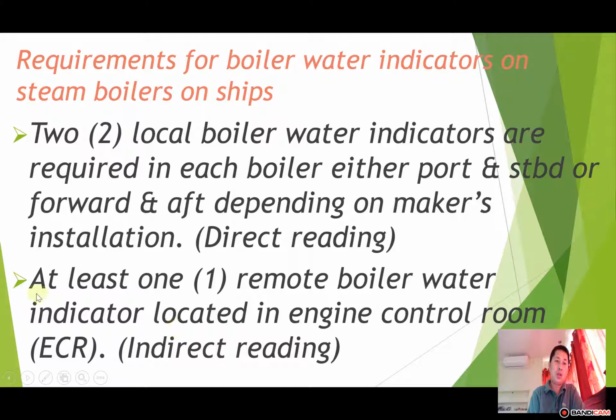The second, at least one remote boiler water indicator located in the engine control room, or ECR. This is called indirect reading, because you read the water level of your boiler in a remote position, which is the engine control room, or probably this is also installed outside the engine control room but not near the boiler.